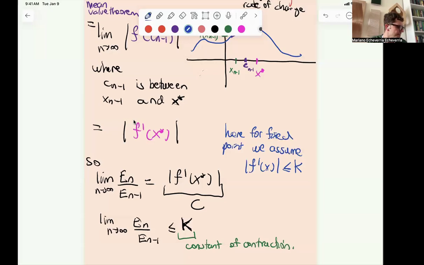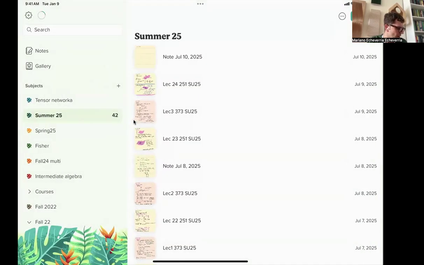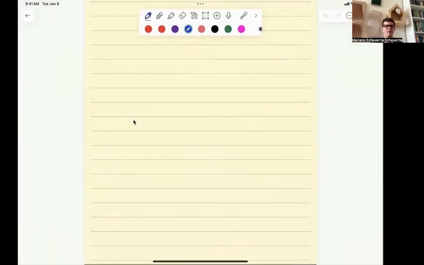So, let me see if I can still... let me share. Can you see the iPad? Okay, you can see the iPad, right? Yeah. Okay, so for example, let me see one of the contraction problems that I have on the notes.